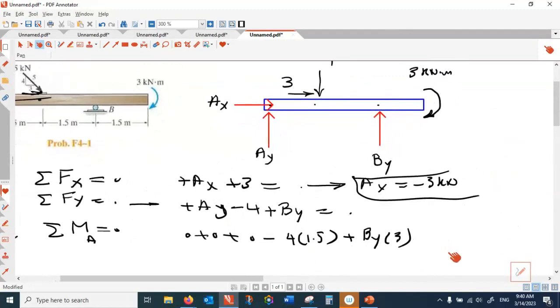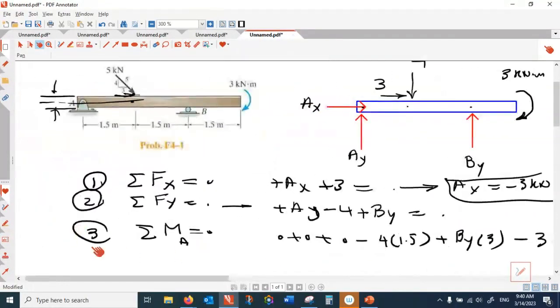The external 3 kilonewton, is that positive or negative? Negative. So I put a minus 3 at the end, that is equal to 0. Question? Again, explain. All right. So I started with the condition of rotation.